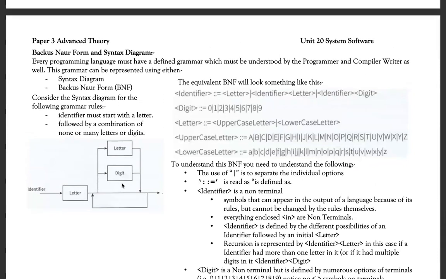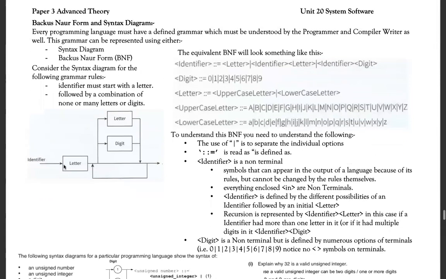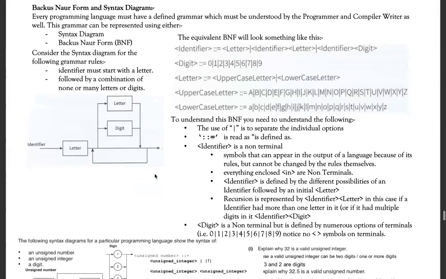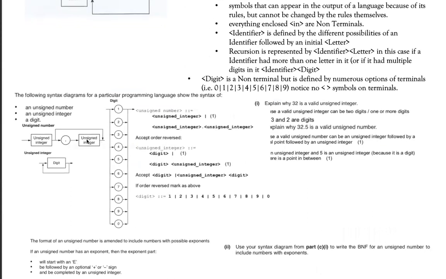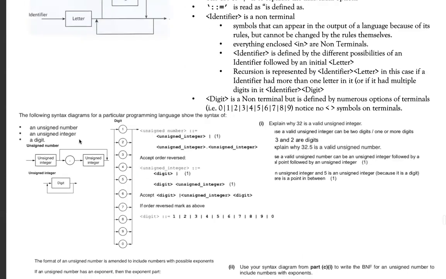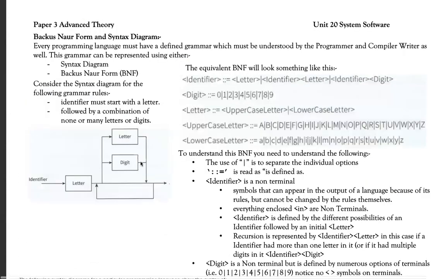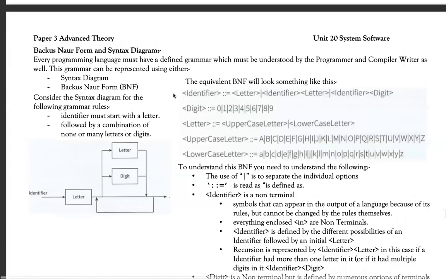Now let's look at a little more detail regarding the rules defined in this Backus-Naur form, and then we will look at an example from a past paper question from your A-levels Cambridge exam and see how that particular problem is to be solved when it comes in your exam. Now, let's look at this example first.